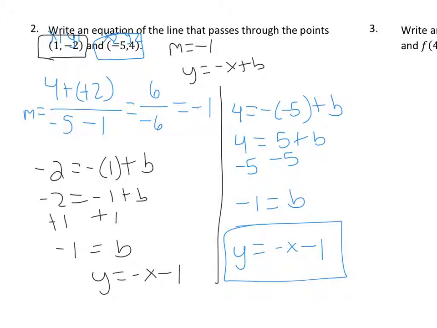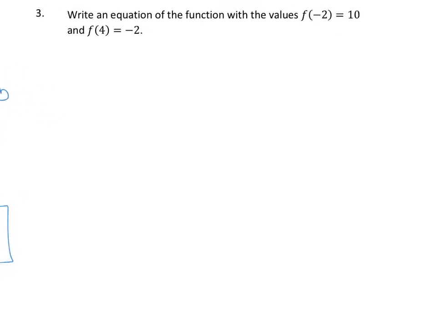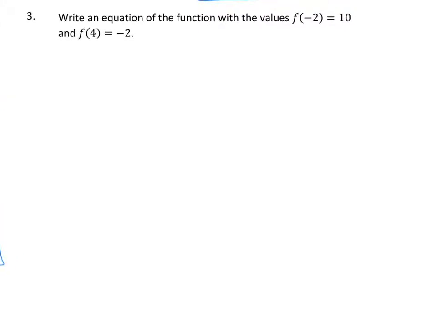Let's take a look at another. Alright. This is almost identical to the last one. Just remember, this is an x-coordinate, this is a y-coordinate, x-coordinate, y-coordinate. So you have (4, -2) and (-2, 10).